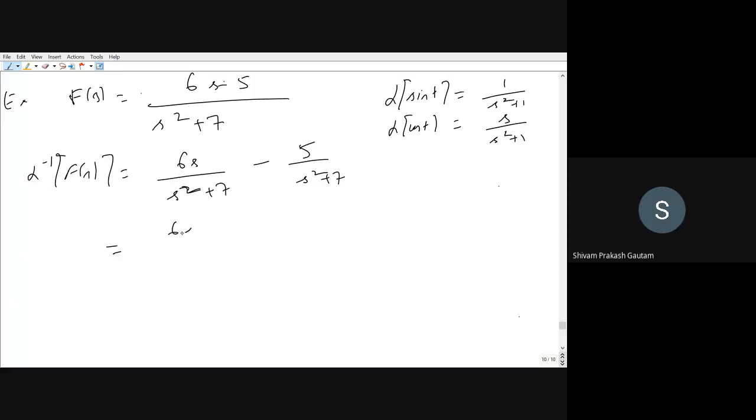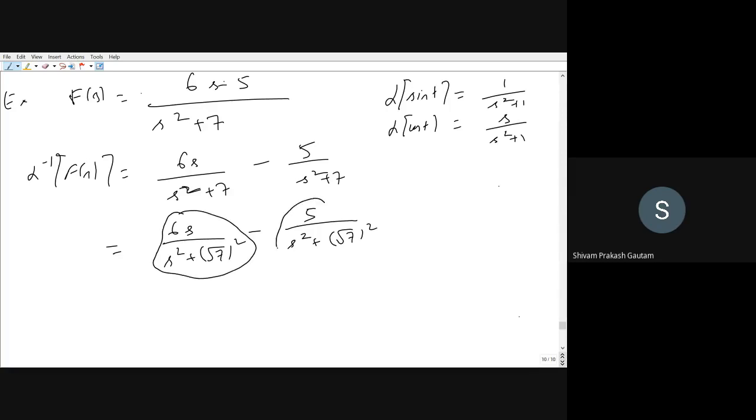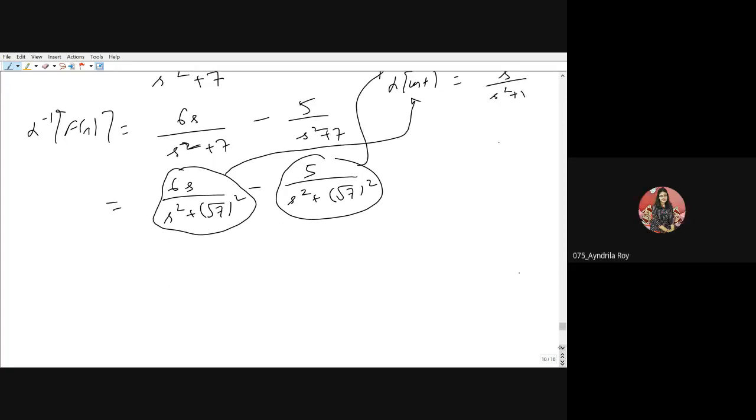I can write here 6s upon s square plus under root of 7 whole square, minus 5 upon s square plus under root of 7 whole square. So you can see the s term is here and the s term is not present here. So that means this will belong to the cos term, and this will belong to the sine term. Let's see how I will be doing this.